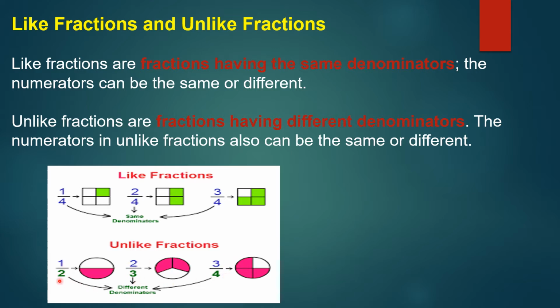Similarly, take 1 by 2, 2 by 3 and 3 by 4. Here what is the observation? The denominators are different. Here the denominator is 2, this is 3, this is 4. So denominators are different. Therefore, we have to group these fractions under unlike fractions. I hope it is very clear how to identify like fractions and unlike fractions in a given set of fractions.